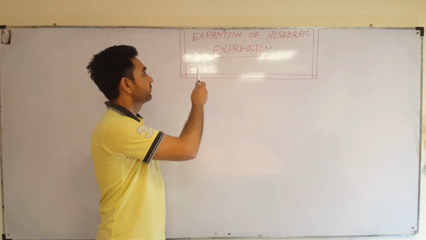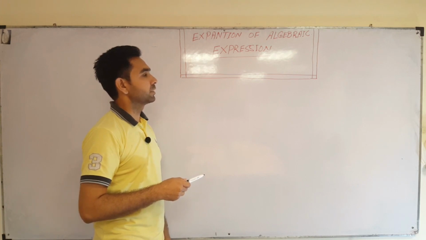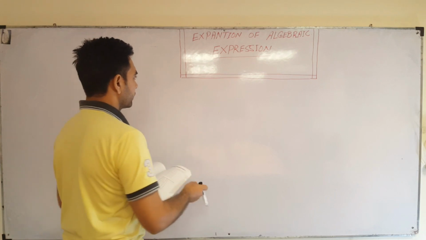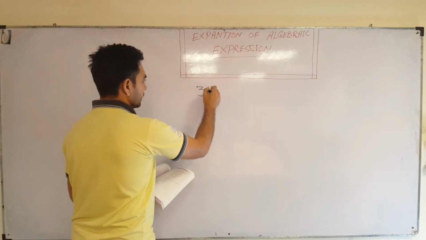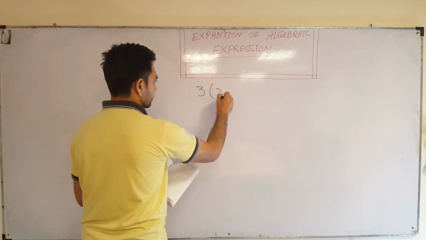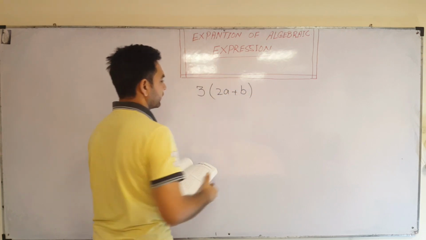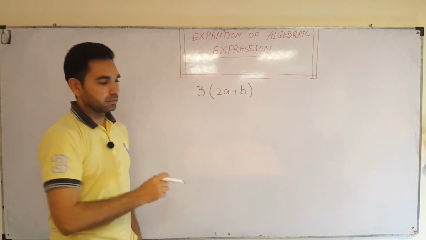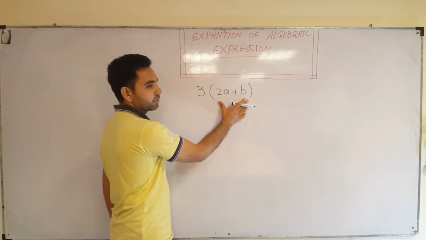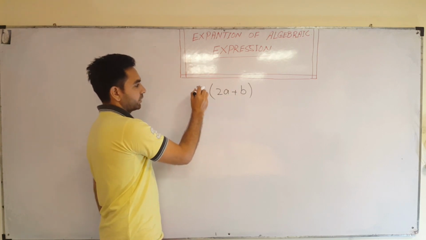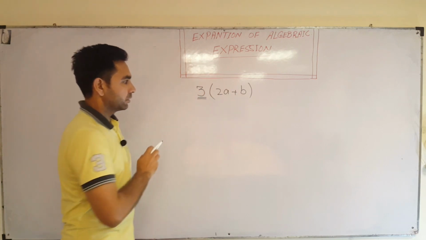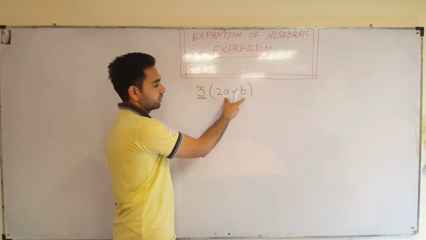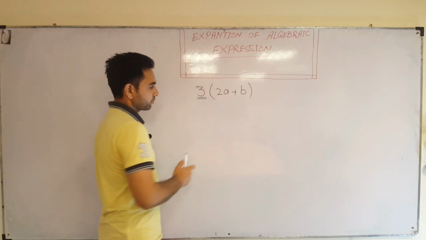Today's topic is expansion of algebraic expressions. Commonly used expressions are, if you have 3 times (2a + b). If you're given an expression and they're asking you to expand it, the brackets or parentheses mean that this term, or whatever this number is, will have to multiply with whatever is inside these brackets or parentheses.